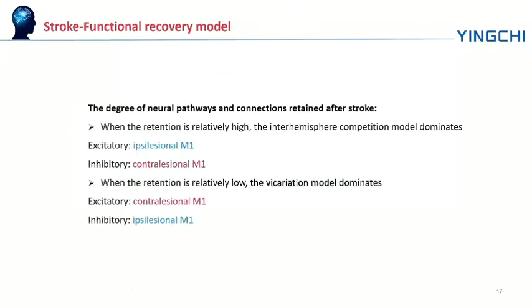So here comes a conclusion that the degree of neural pathways and connections retained after stroke is important. When the retention is relatively high, the interhemispheric competition model dominates, so we may apply high frequency or iTBS on the ipsilesional M1. When the retention is relatively low, especially for those patients who are severely affected after stroke, the vicariation model may dominate, and we may apply high frequency or iTBS over the contralesional M1.